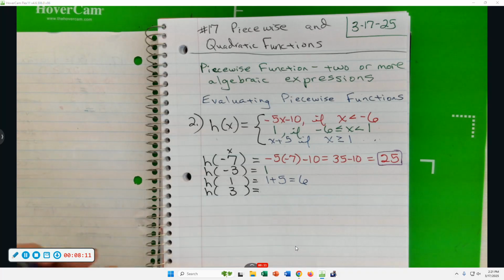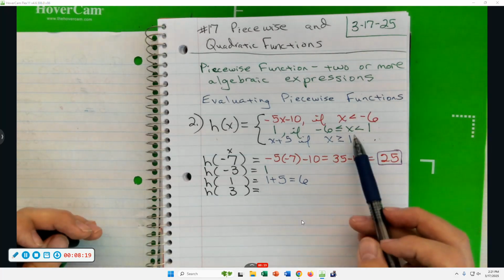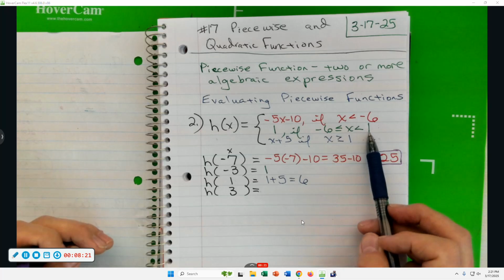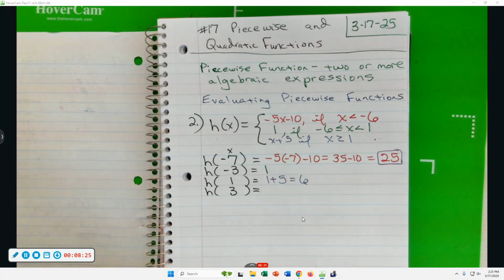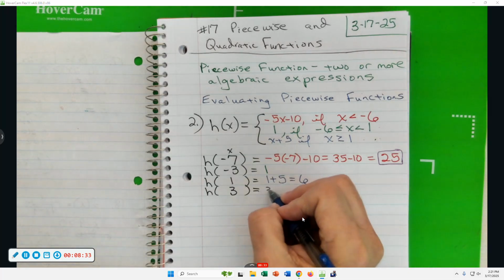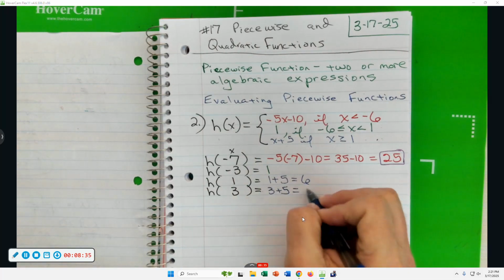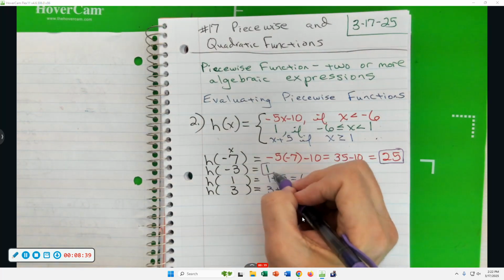What about h of 3? Which inequality is satisfied? Is 3 less than -6? Is 3 between -6 and +1? Or is 3 bigger than 1? 3 is bigger than 1, so you're using the blue piece again. 3 plus 5 gives me a y value of 8. I'm forgetting to box in my answers, aren't I?